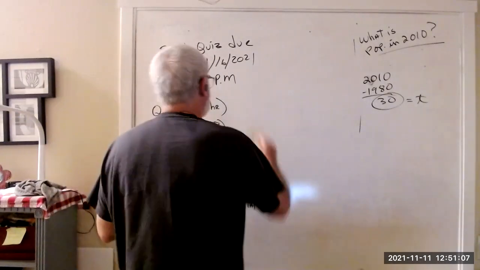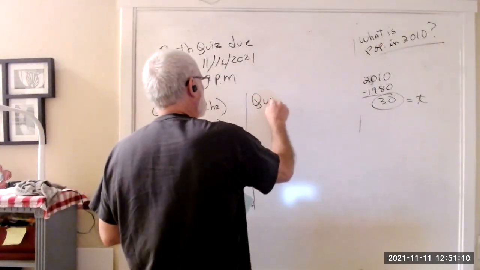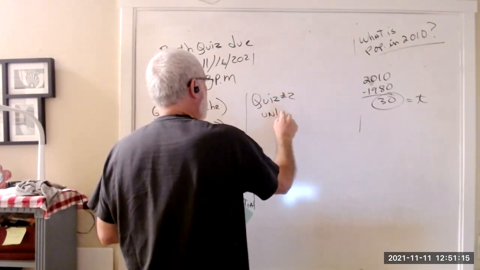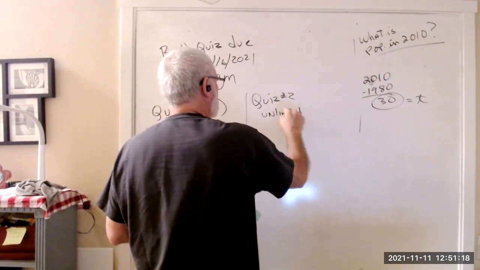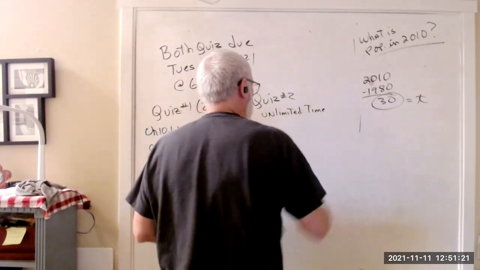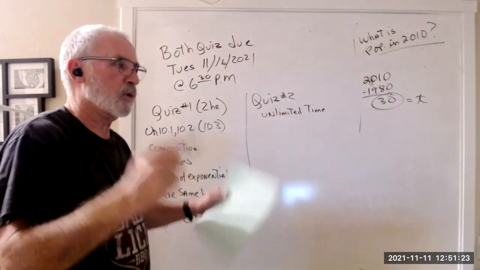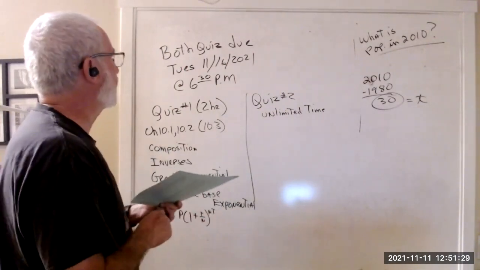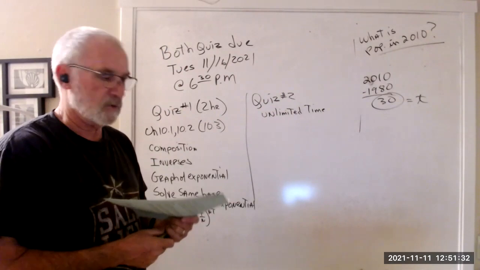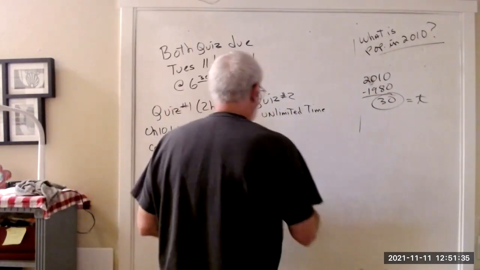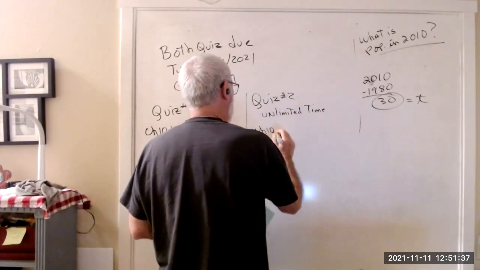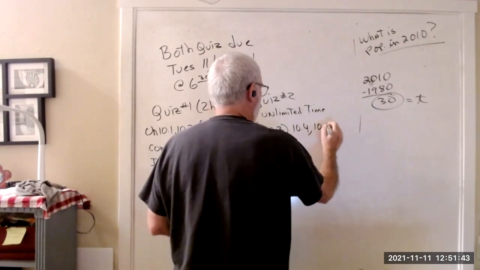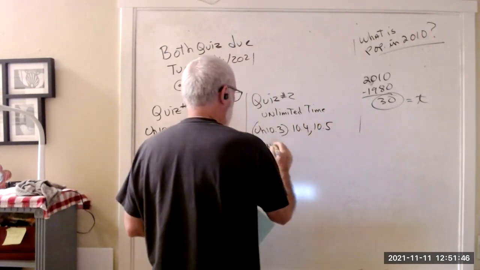Quiz number 2 is unlimited time. In other words, you could start tonight and keep working and working and working over the weekend and whenever, but it has to be done by Tuesday. Okay. It covers chapter 10.3, a little bit more, 10.4, 10.5, and a couple of these word problems.